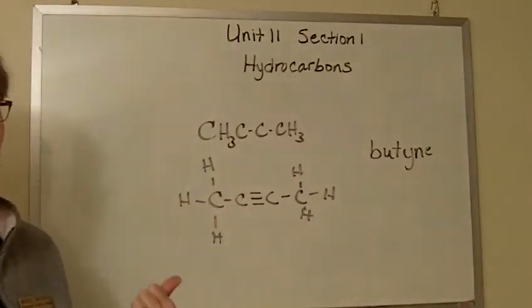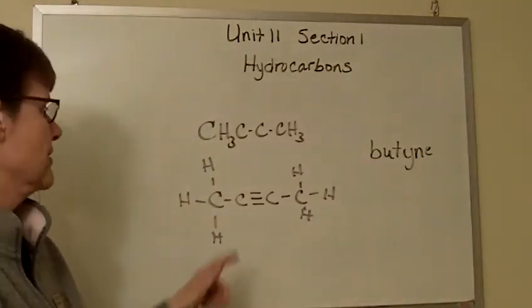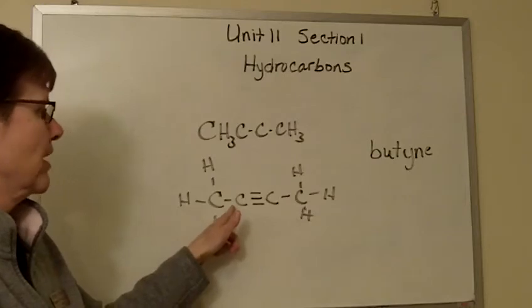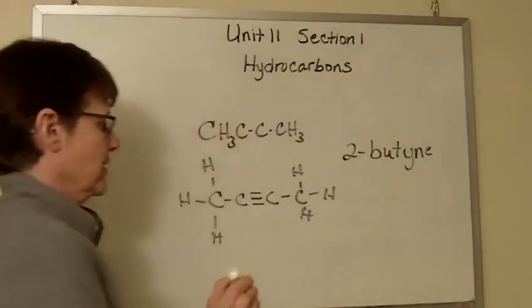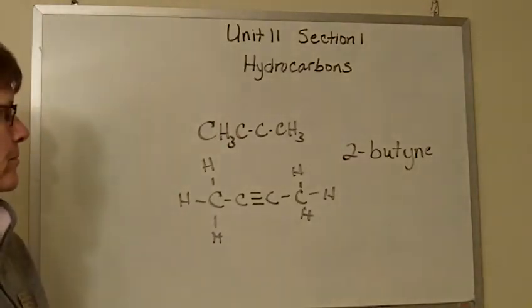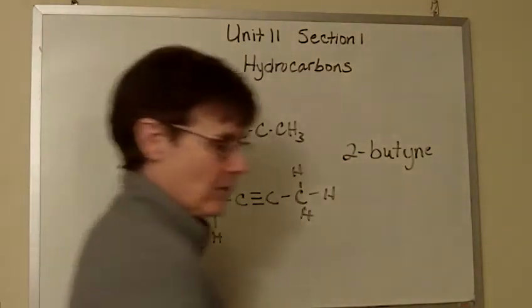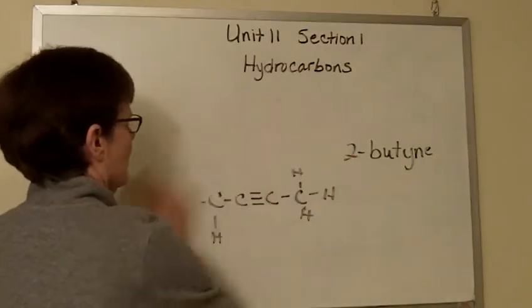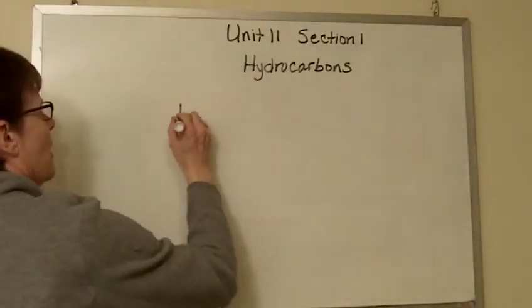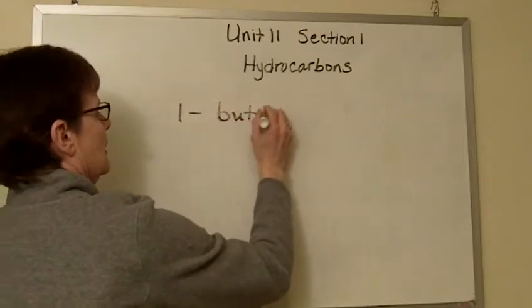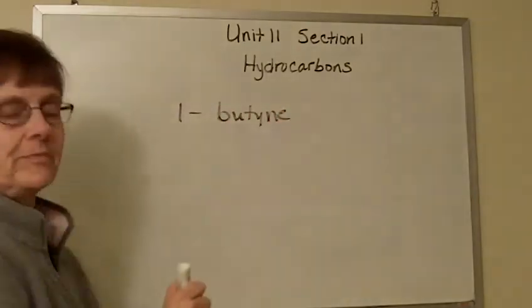And is there a different place that that bond could go? Yes, it could go here and make a different isomer. So now I'm going to have to say that's 2-butyne. So let's just, for the sake of getting some practice, let's say that they gave me 1-butyne and asked me to draw it.